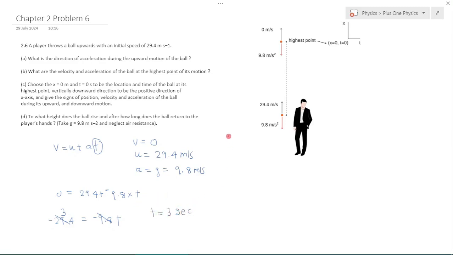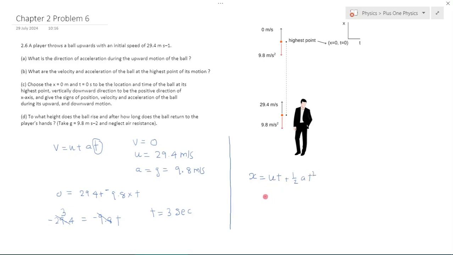This is only one part of the solution. First, we have to get the distance traveled. So we have time, initial velocity, final velocity, and acceleration. We have another kinematic equation for distance traveled: x equals ut plus half at square.